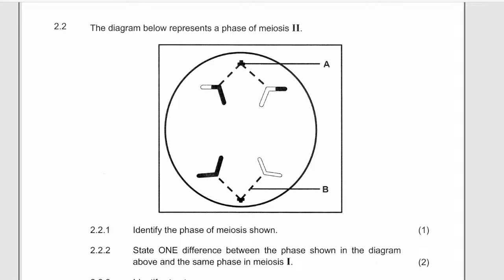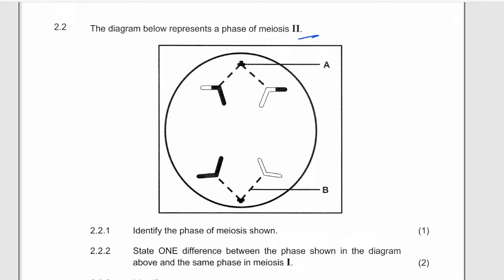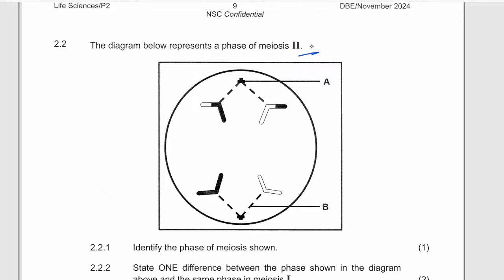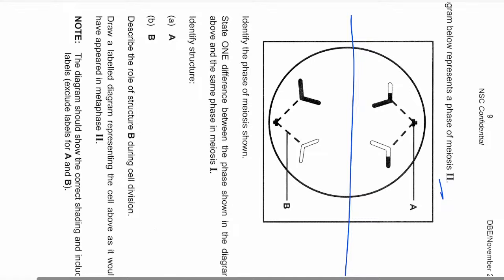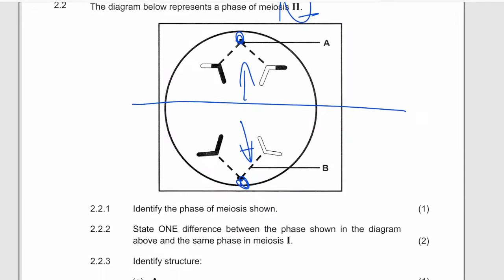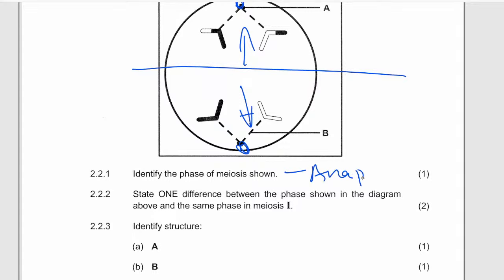2.2. The diagram below represents a phase in meiosis, which is meiosis 2. So we don't know what it is. So we are just going to meiosis 2. They are saying that the diagram below represents a phase of meiosis. Identify the phase of meiosis shown above. I told you, you have to rotate it, so that these things look at different angles. So the answer is, you see, it's separating. So it is anaphase 2. You don't need even to think whether it's anaphase 1 or anaphase 2 because they said meiosis 2. So it's simple. So the answer is anaphase 2.